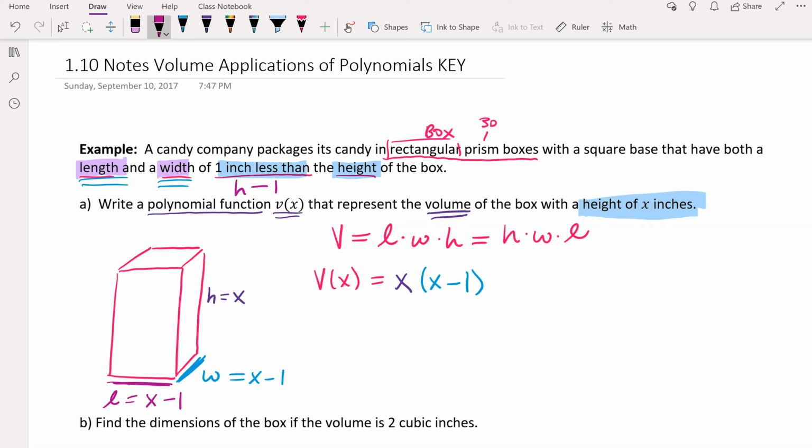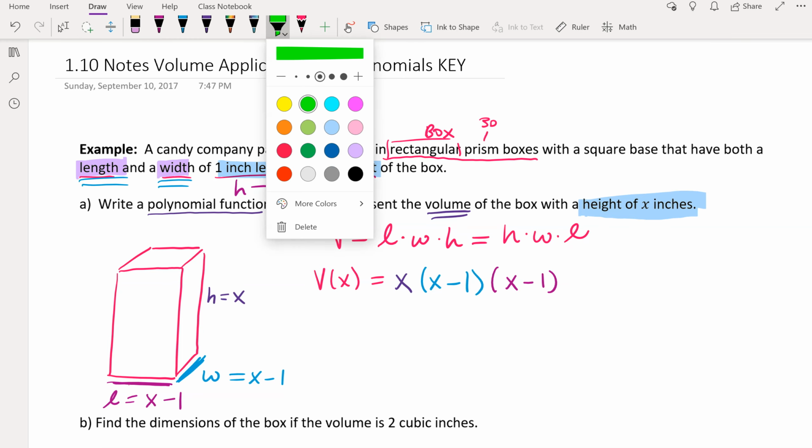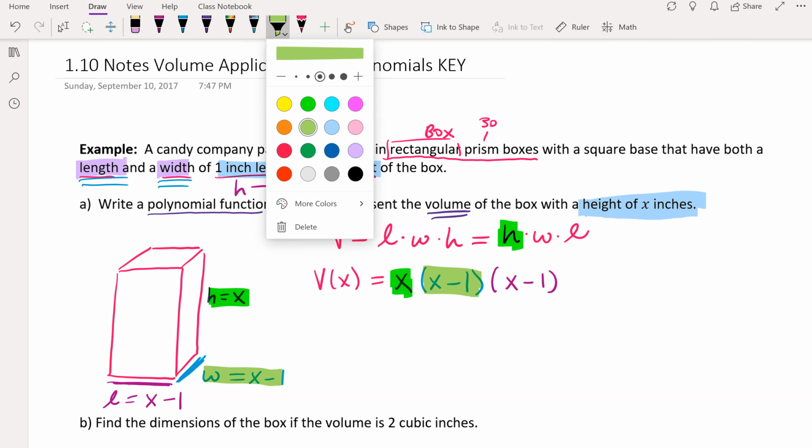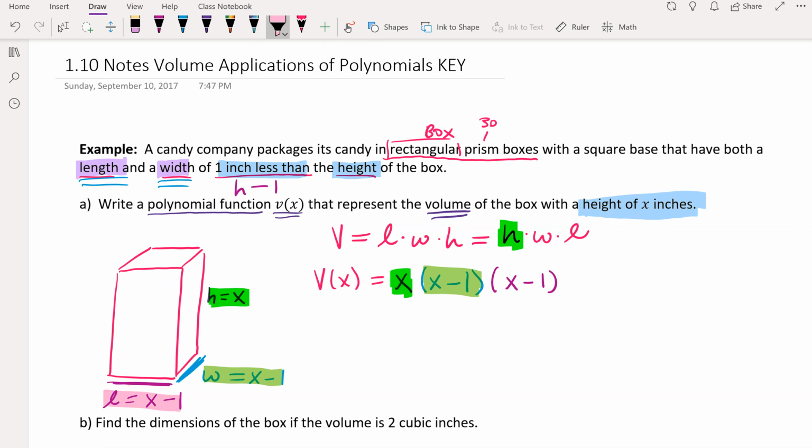And then for the length, we're going to plug in x minus 1 also. So times x minus 1. So we just wrote an equation for volume that is height is x, right, times width was x minus 1, times length was also x minus 1. Sweet. This is our equation, our volume equation.